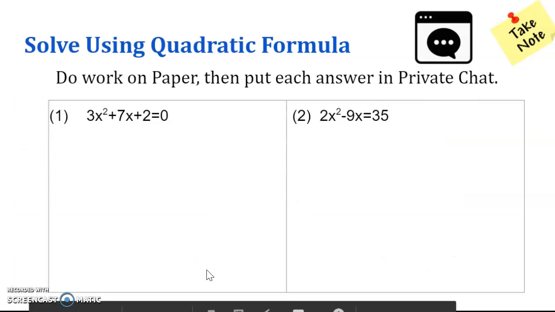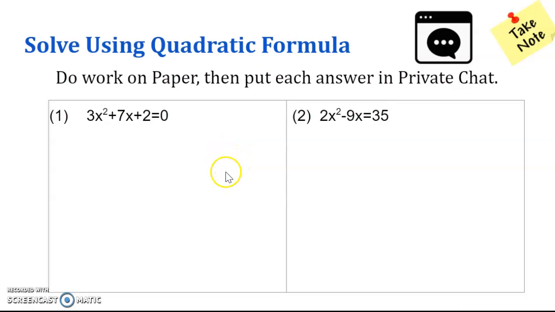Okay, at this point, I would like you to do these problems using the quadratic formula. So please pause the video and solve them yourself. I am going to go through the answers in our next lesson recording.